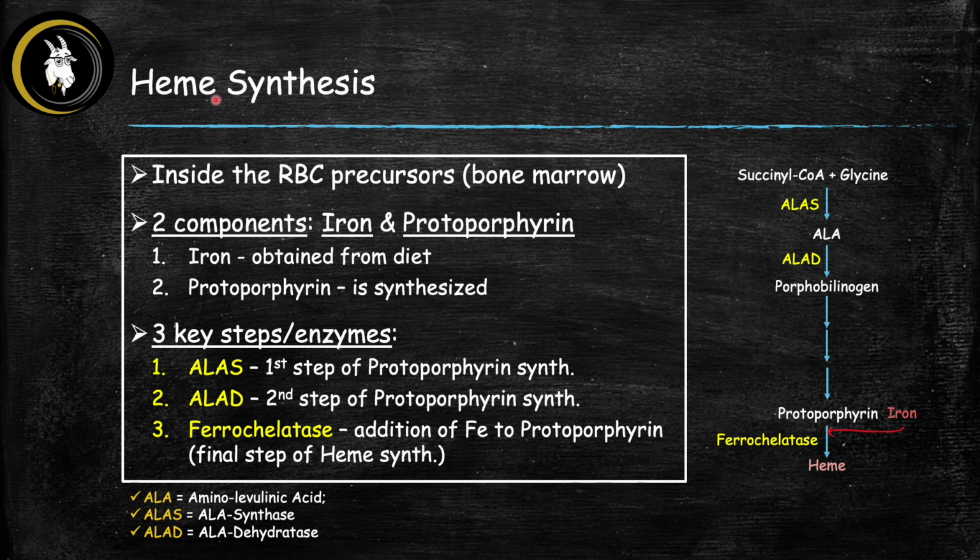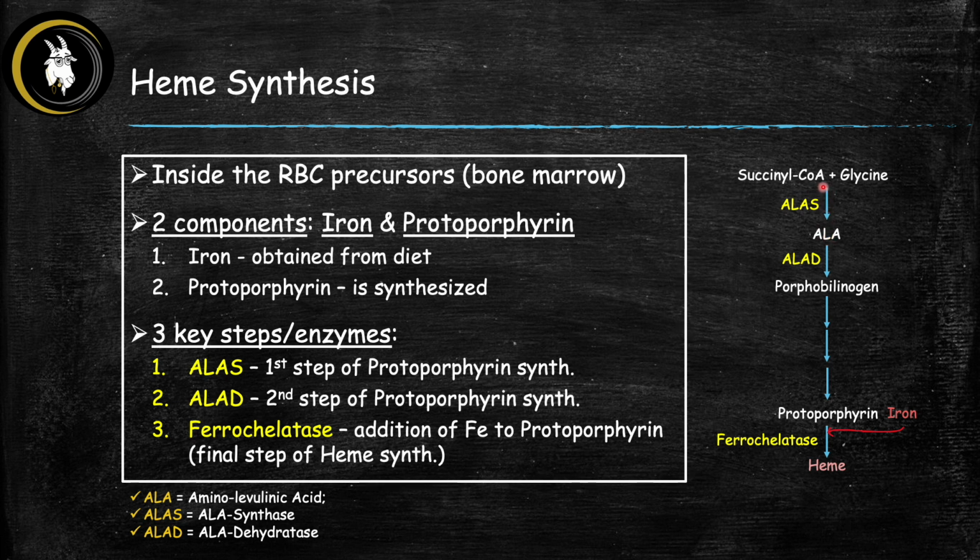And in order to talk about those, we need to first understand how heme synthesis occurs. So heme synthesis occurs inside the red blood cell precursors in the bone marrow. And remember that heme has two components. It has iron and protoporphyrin. And the iron we obtain from the diet, but the protoporphyrin has to be synthesized inside of these red blood cell precursors. And the way that it does so is in a series of steps right here. And there are really three key steps and enzymes that you need to know.